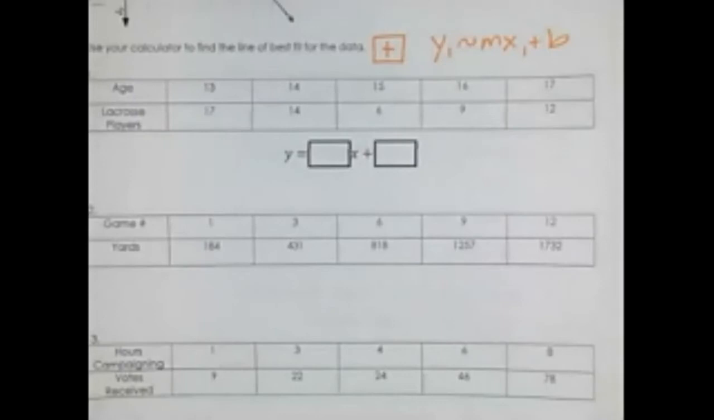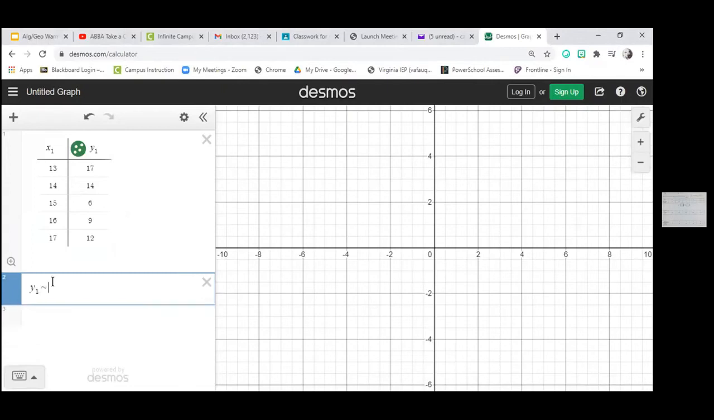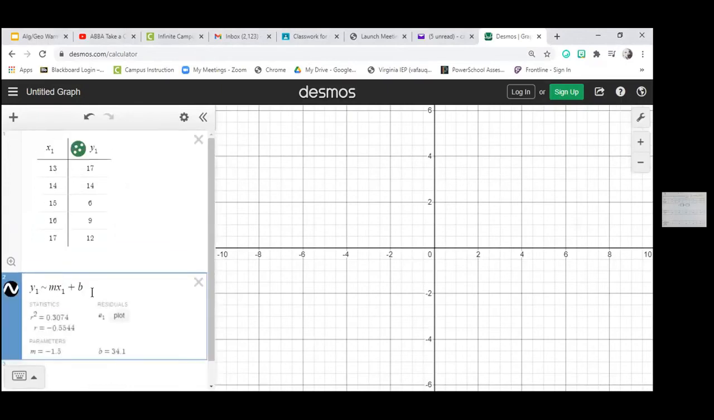So once we have that, we're going to go back to Desmos, and underneath the table, make this a little bit smaller. Okay, so underneath this, I'm going to go to a new row, and I'm going to do y1 tilde mx1 plus b. Okay, so when you are typing in Desmos, you can just do y1, and it immediately makes it that subscript.